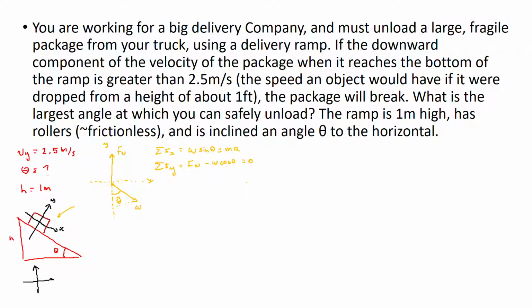Now, what do we need to do for this thing? Well, from the first one, from x, we know that weight sine of theta is equal to mass times acceleration. So from here, mass times gravity, sine of theta, is going to be equal to mass times acceleration. The mass cancels, and we don't care about it. So the acceleration is going to be gravity sine of theta. Okay? So we know the acceleration, although we don't know the angle.